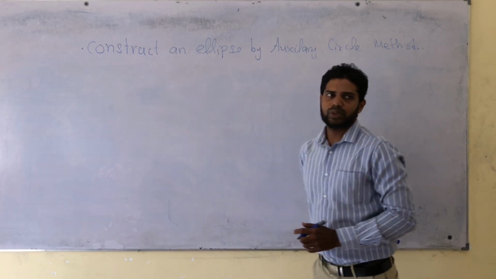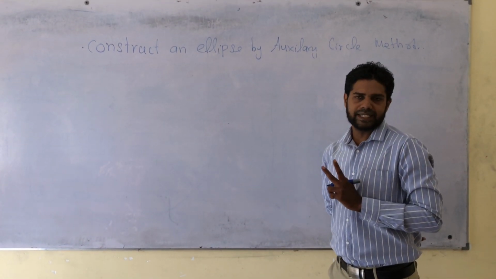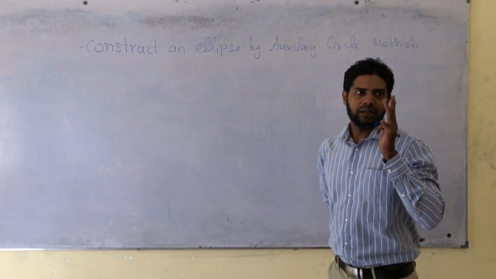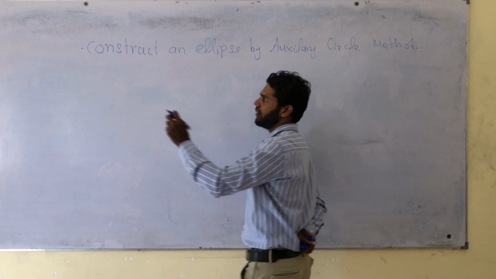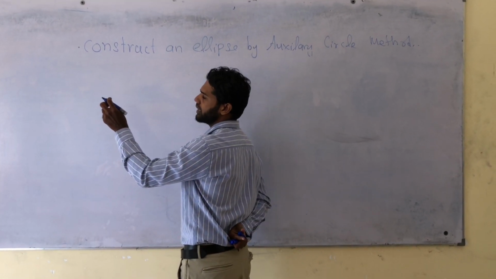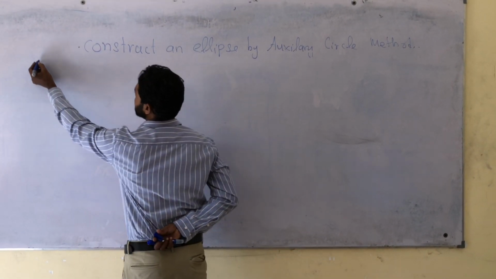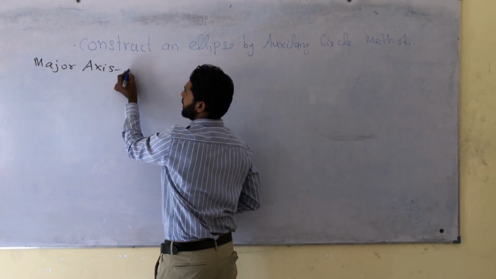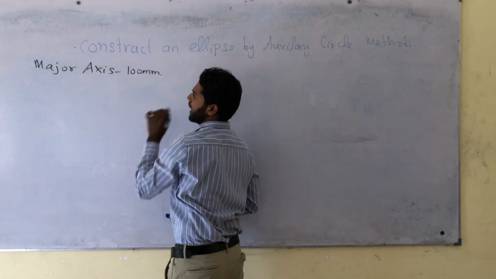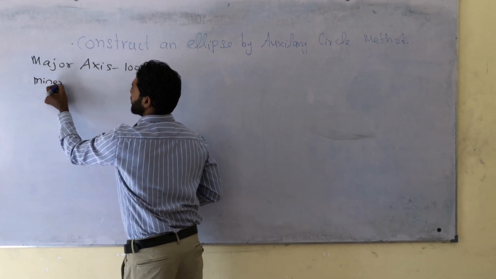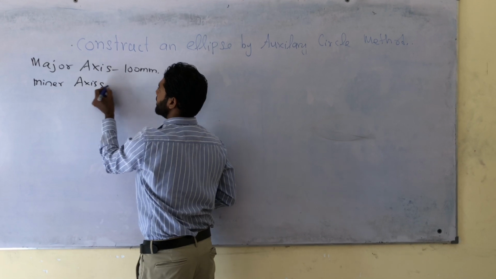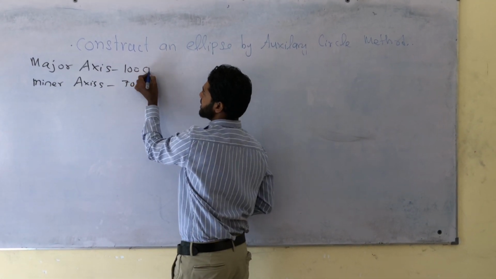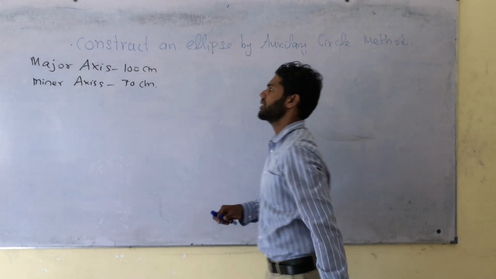you have to select two axes. First one is the major axis and the second one is the minor axis. Let's say the data will be given. Let's say major axis 100 mm and minor axis is 70, let's say centimeter, 70 centimeter.